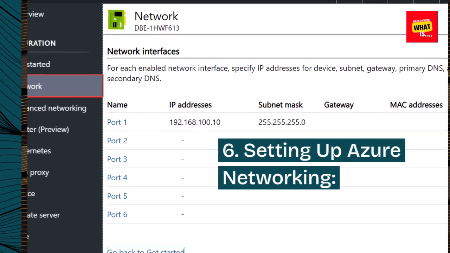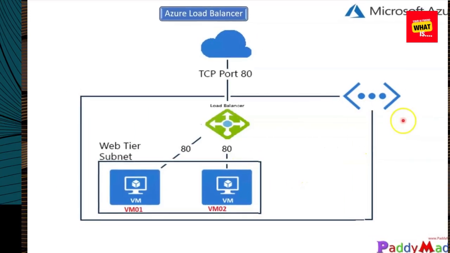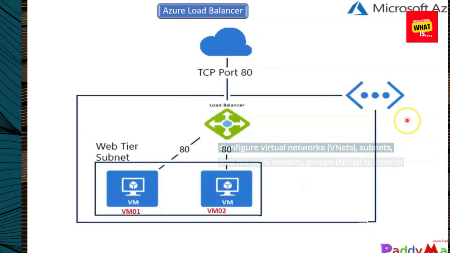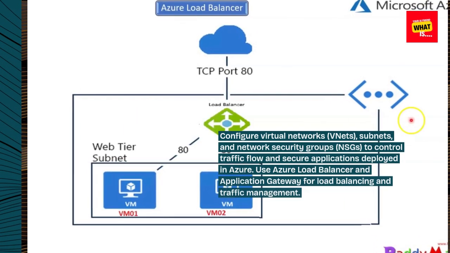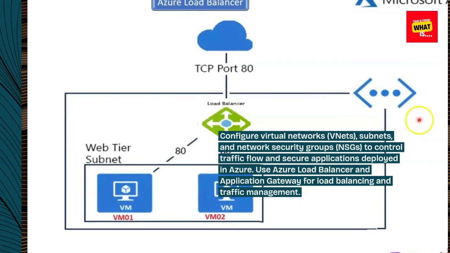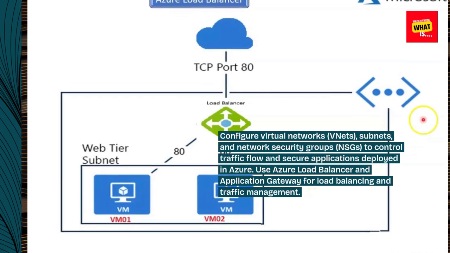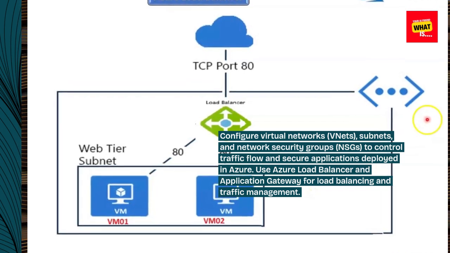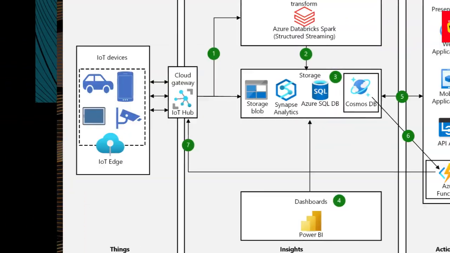6. Setting up Azure Networking. Configure virtual networks, VNets, subnets, and network security groups, NSGs, to control traffic flow and secure applications deployed in Azure. Use Azure Load Balancer and Application Gateway for load balancing and traffic management.